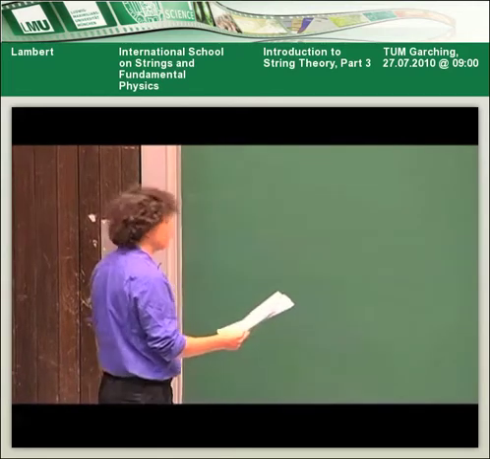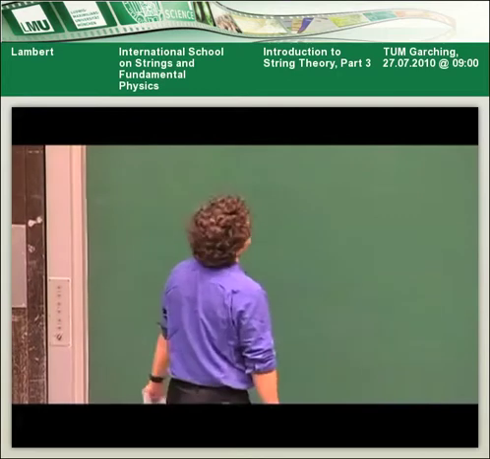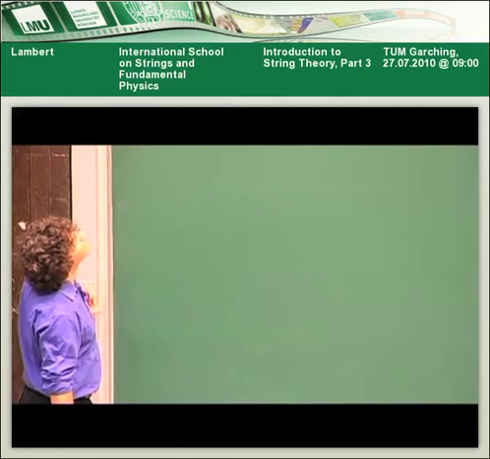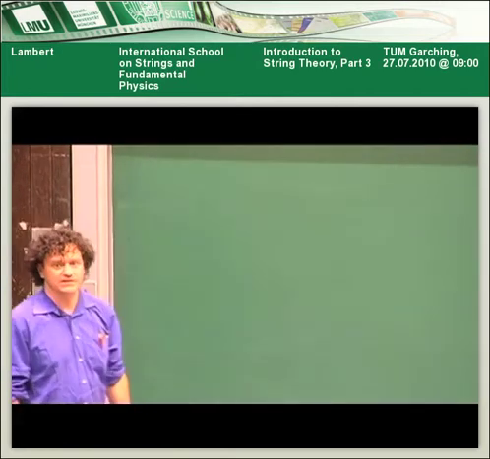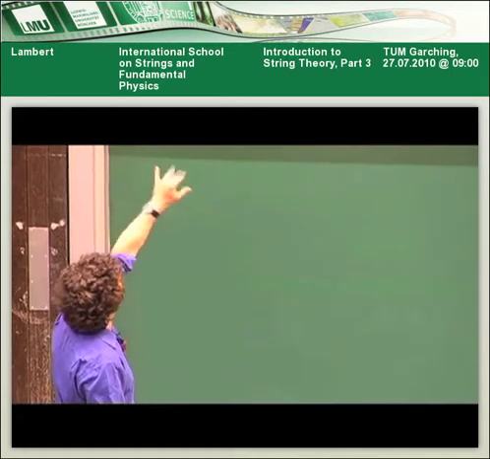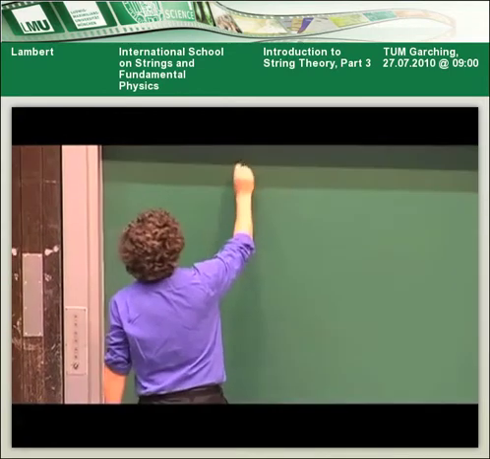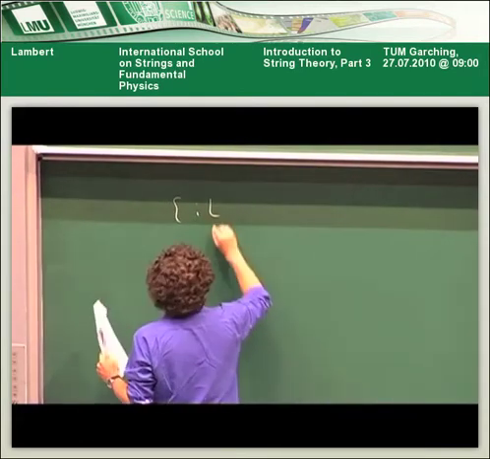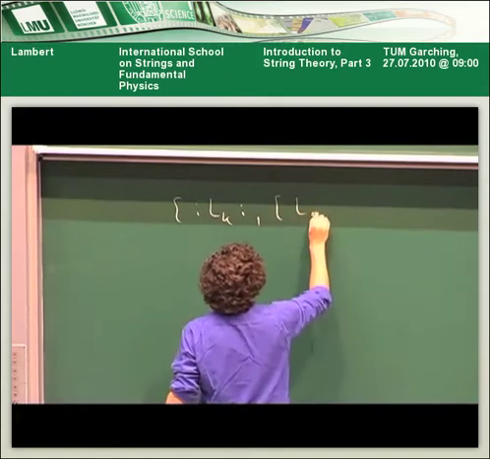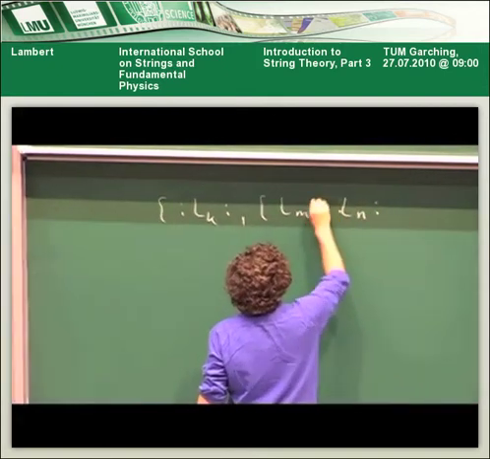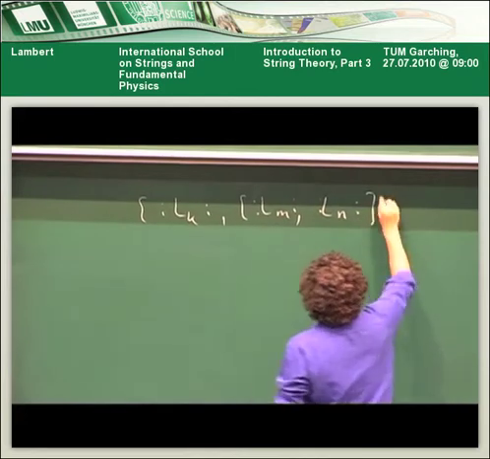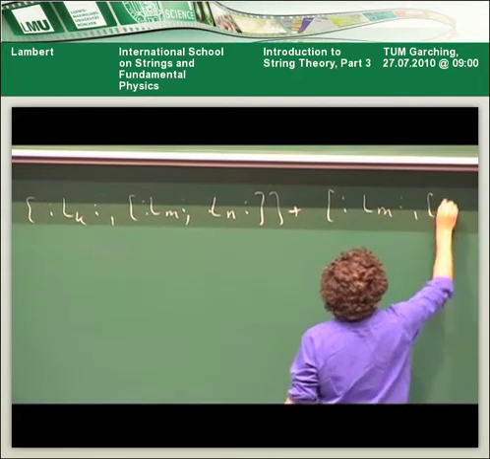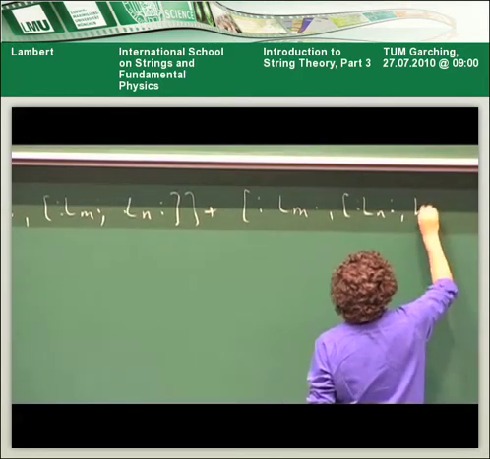So the following trick I've lifted from Green, Schwarz, and Witten is: you impose the Jacobi identity on the, what do you call these things? Lie brackets. Okay, so that would be the following.